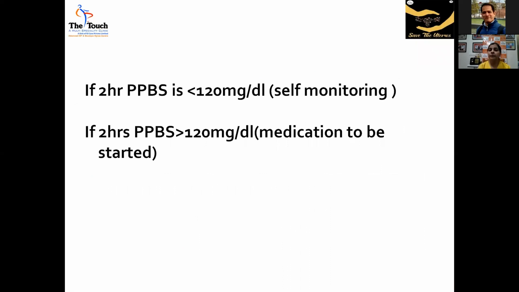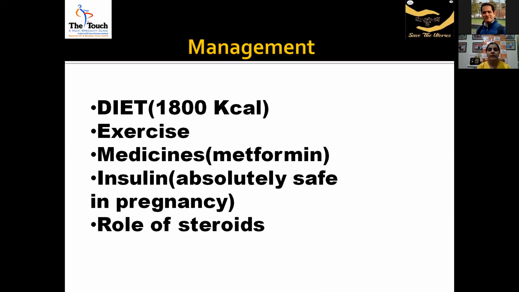If your postprandial, meaning after meal, sugar is less than 120, self-monitoring can be done. And if the 2 hour value is more than 120, medication has to be started. And nowadays, it's not necessary that you have to go on insulin. The endocrinologists are taken in the loop, and metformin is a very good drug which can be started. So management basically revolves around your diet, exercise, and medicines.